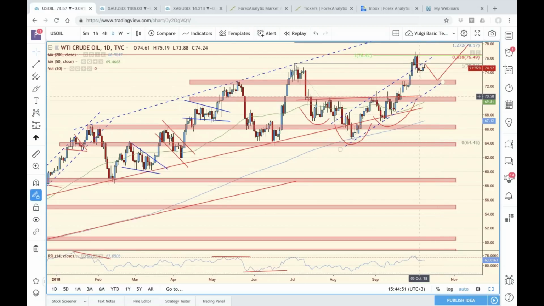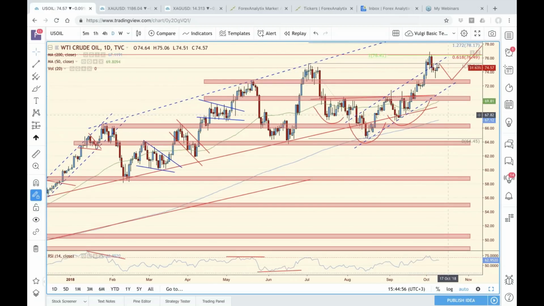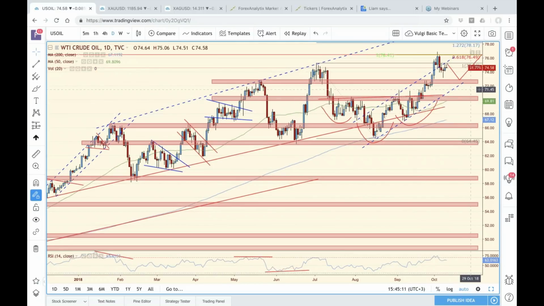So the trend remains higher, but in the short term, we might likely get at least one more leg lower towards 72.50. Now, if 72.50 breaks, obviously this 70 area comes into focus once again, but one thing at a time. So I gave you the short term and the medium term view for crude.